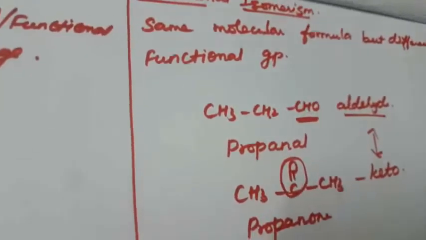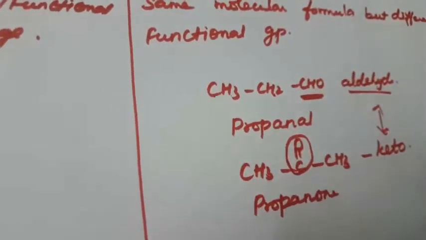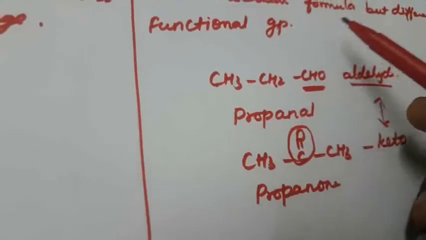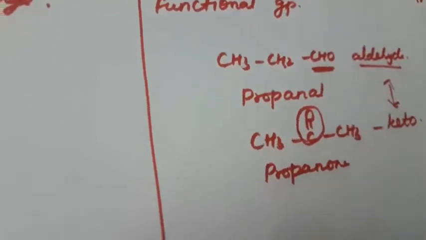That is called functional isomerism. So what is meant by functional isomerism? Same molecular formula but they differ in the functional group. That is, one functional group changes into another functional group. That is called functional isomerism.